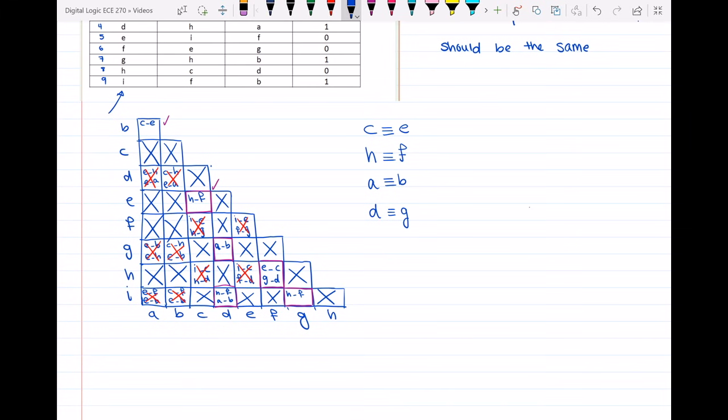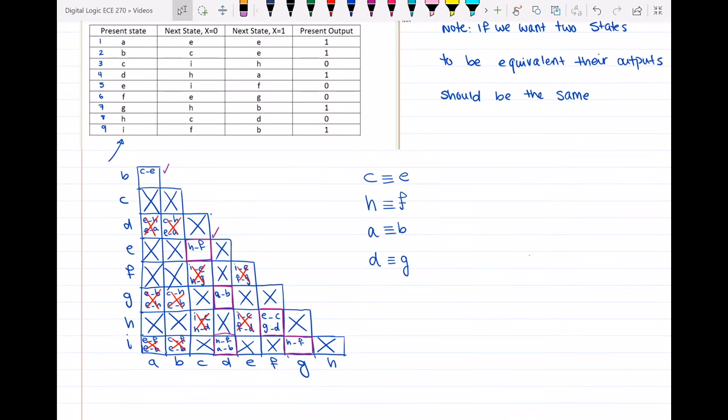Okay, so what we have to do now is reduce the table. Our goal for writing this implication table is to reduce the original table that I have. So let's substitute the states with what we have as their equivalence, okay? So I'll start from row 1.